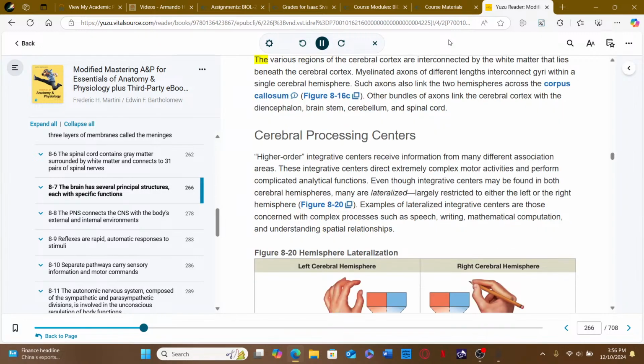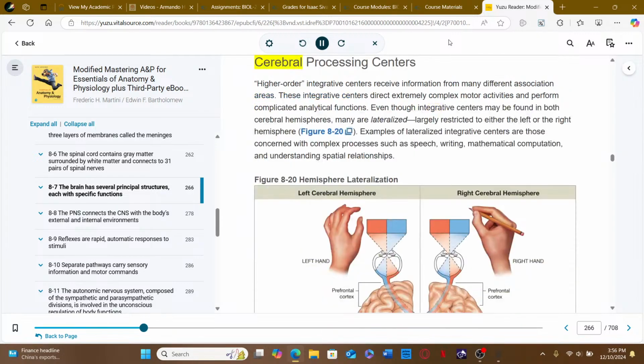Cortical connections. The various regions of the cerebral cortex are interconnected by the white matter that lies beneath the cerebral cortex. Myelinated axons of different lengths interconnect gyri within a single cerebral hemisphere. Such axons also link the two hemispheres across the corpus callosum, Figure 8-16c. Other bundles of axons link the cerebral cortex with the diencephalon, brainstem, cerebellum, and spinal cord.